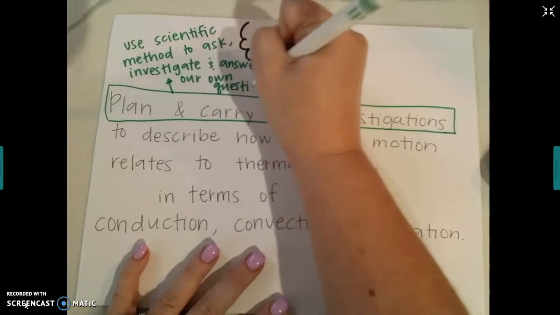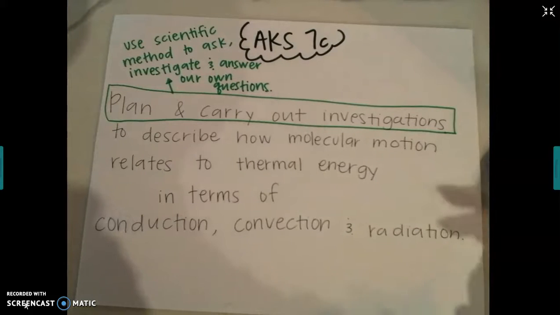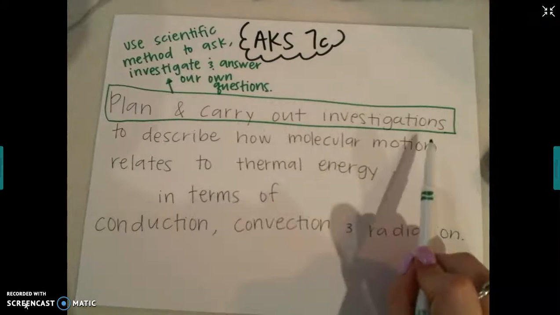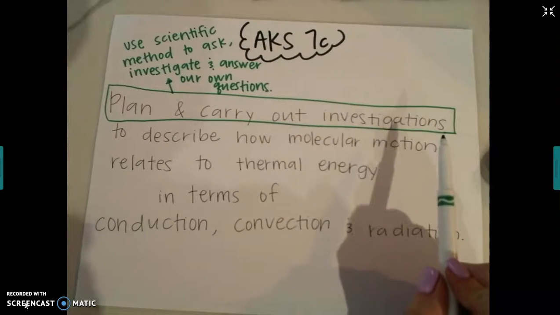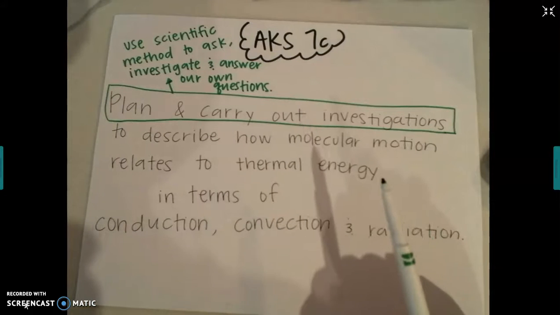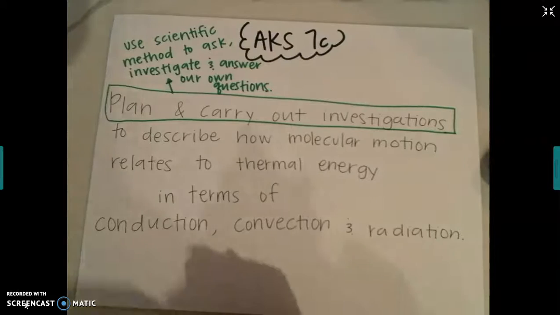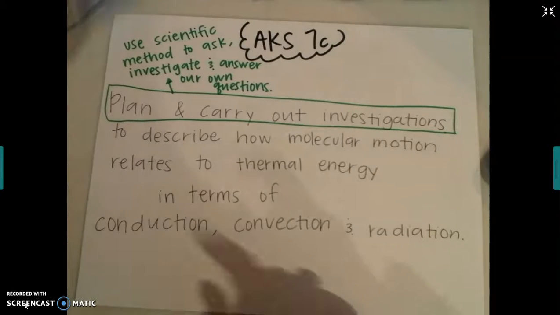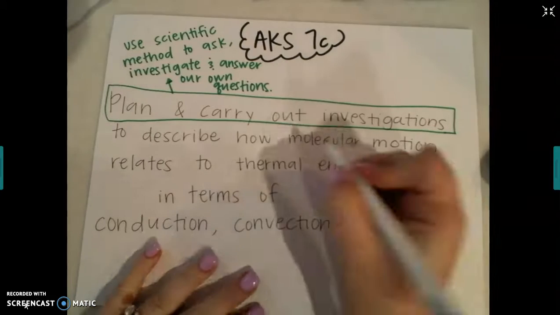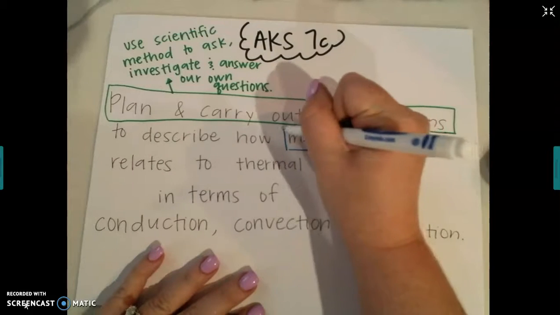As scientists, we need to be able to identify what the questions are and then be able to develop a plan to answer them. Not only are we carrying out investigations, we're also taking charge and planning those investigations to answer our own questions. Our next important key terms in this standard are going to be molecular motion. So we need to be able to describe this molecular motion, and in order to do so, we need to know what that means.